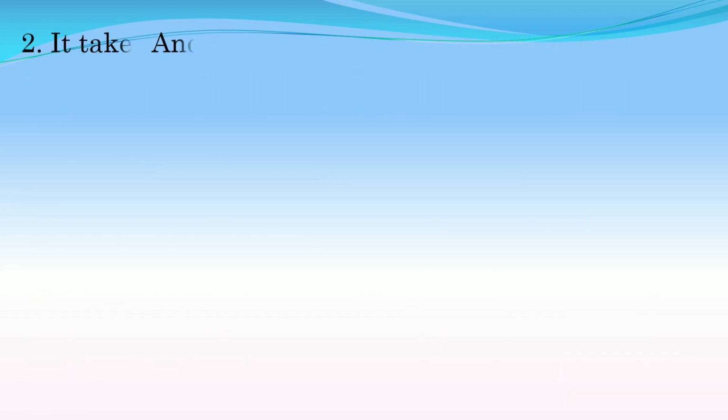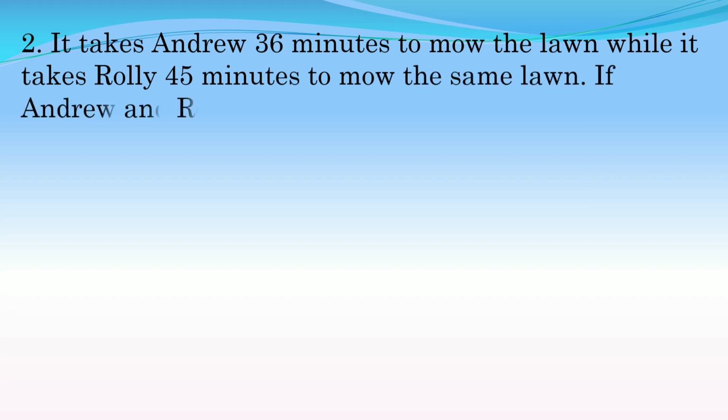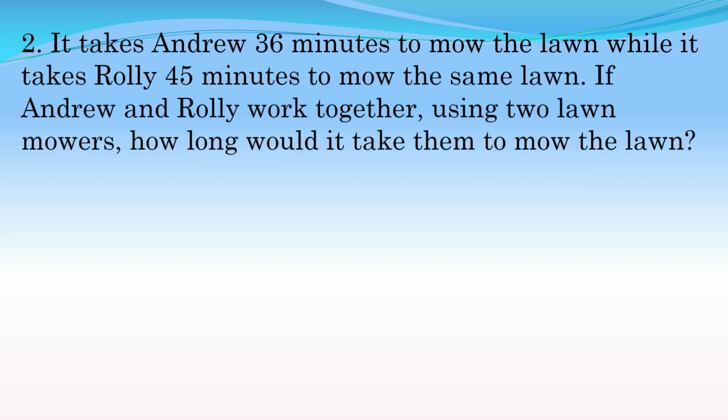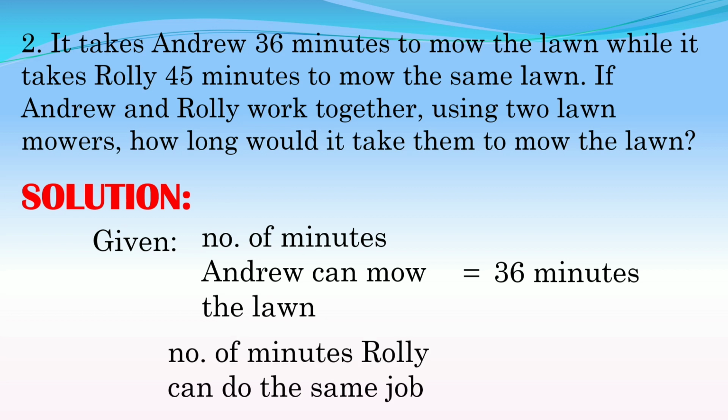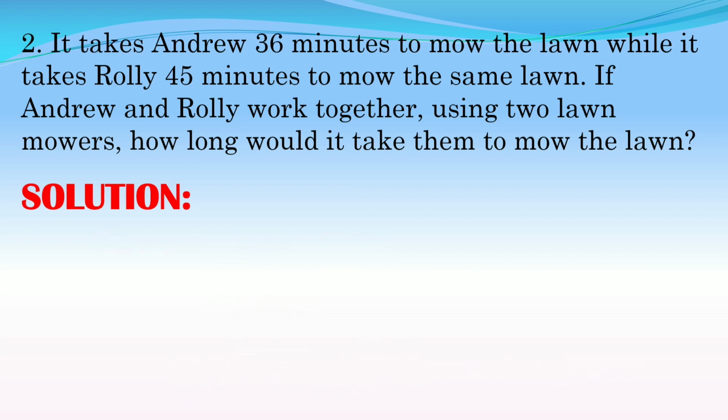So, let's try another one. It takes Andrew 36 minutes to mow the lawn, while it takes Rolly 45 minutes to mow the same lawn. If Andrew and Rolly work together using 2 lawn mowers, how long would it take them to mow the lawn? So, solution. So, for our given, so number of minutes Andrew can mow the lawn, so equals to 36 minutes. Number of minutes Rolly can do the same job is equals to 45 minutes.